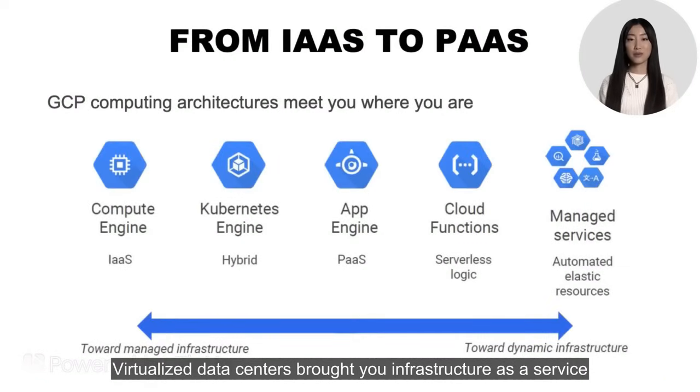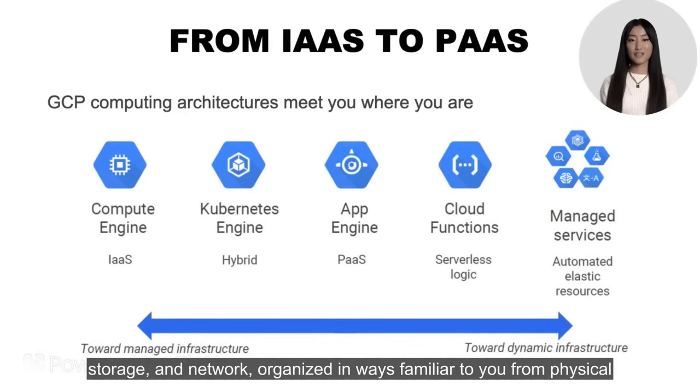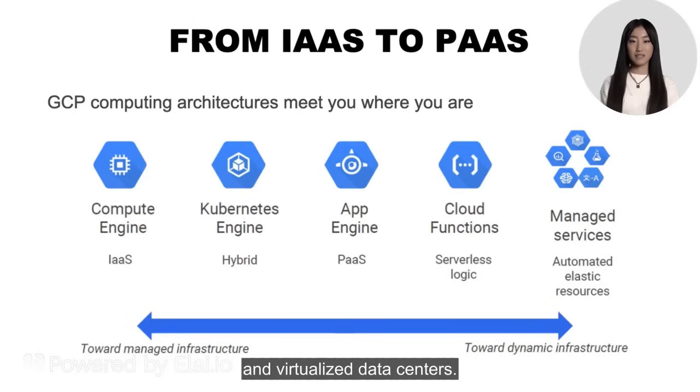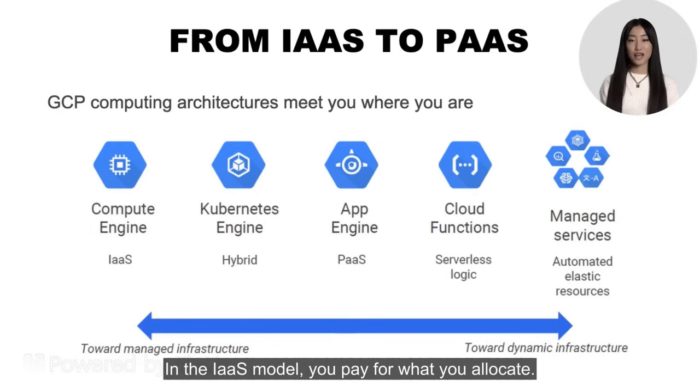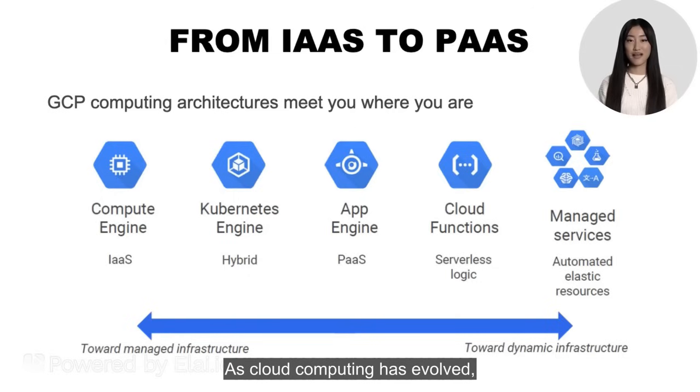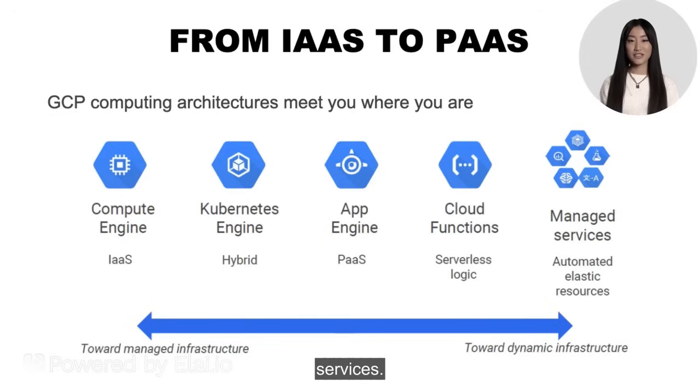Virtualized data centers brought you infrastructure as a service, IaaS, and platform as a service, PaaS, offerings. IaaS offerings provide you with raw compute, storage, and network, organized in ways familiar to you from physical and virtualized data centers. PaaS offerings, on the other hand, bind your code to libraries that provide access to the infrastructure your application needs, thus allow you to focus on your application logic. In the IaaS model, you pay for what you allocate. In the PaaS model, you pay for what you use. As cloud computing has evolved, the momentum has shifted toward managed infrastructure and managed services.